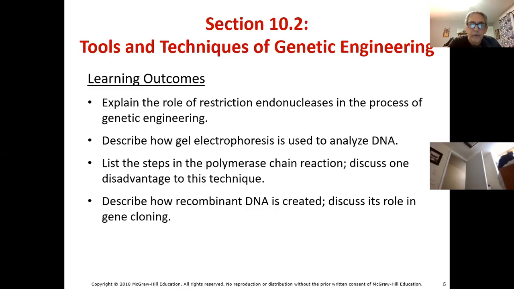Something used in DNA technology are these enzymes that bacteria make called endonucleases that can be used to cut the DNA. A common process is to use something called gel electrophoresis to analyze the DNA. A common technique is something called polymerase chain reaction. It can be used to take a small piece of DNA and make many, many copies of it. And we'll talk a little bit about the creation of recombinant DNA and its role in gene cloning.